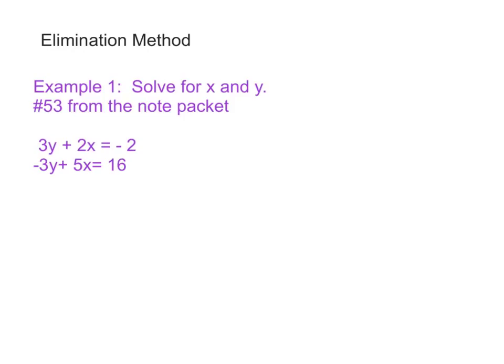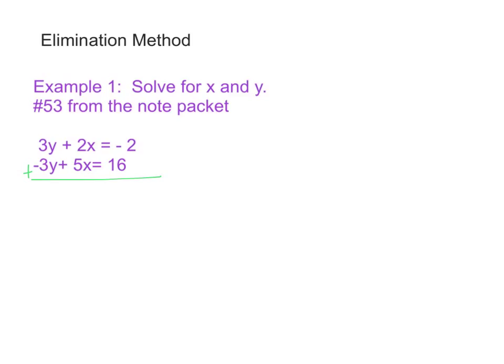So we're going to take a look at example 1, but this is from the note packet. It is number 53, so you should also fill this out with your notes. Looking at the two equations, we have 3y plus 2x equals -2, negative 3y plus 5x equals 16. Because we're not going to substitute, and we don't have a variable that is by itself, we're going to see, can we just add these together and will something eliminate? So I'm going to add my first and my second equation together.